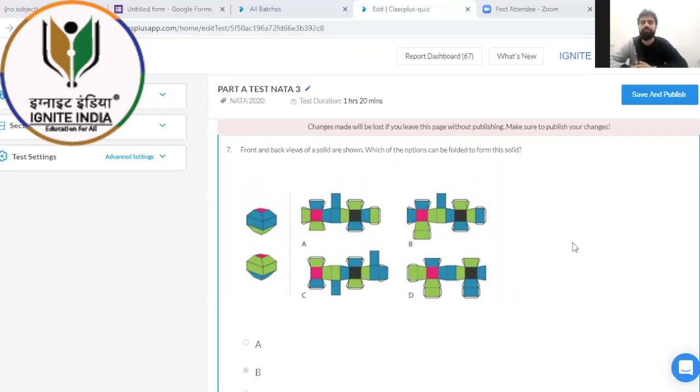So right, in one object you can see the front and back view. Now you have to find which one is the right answer, right? So make this surface development, show me and let me know which one you think is the right answer.